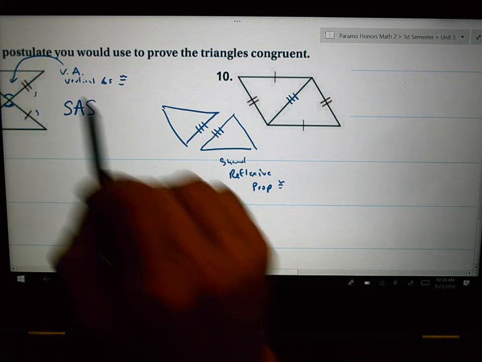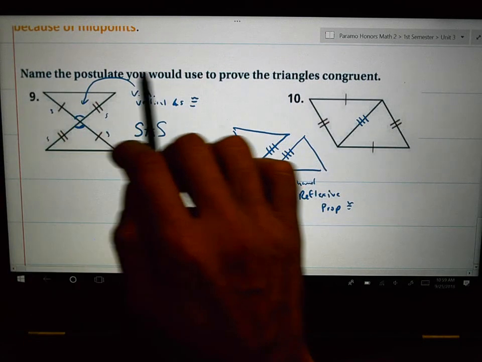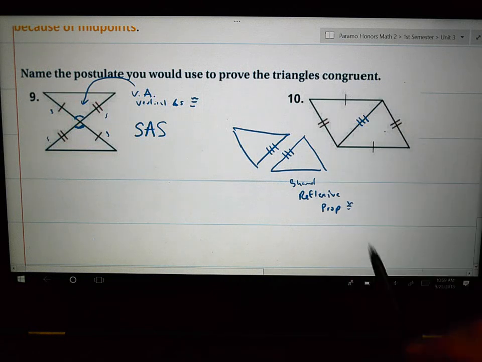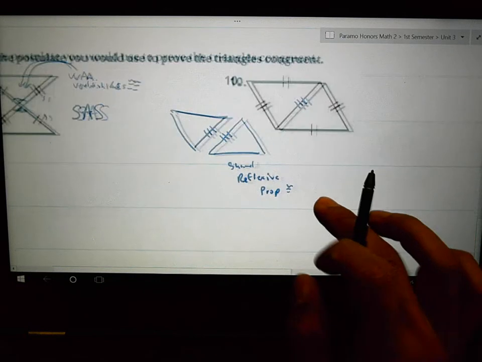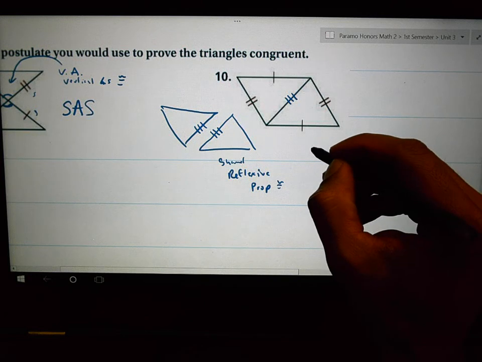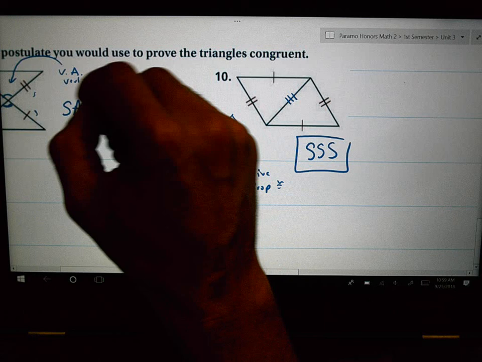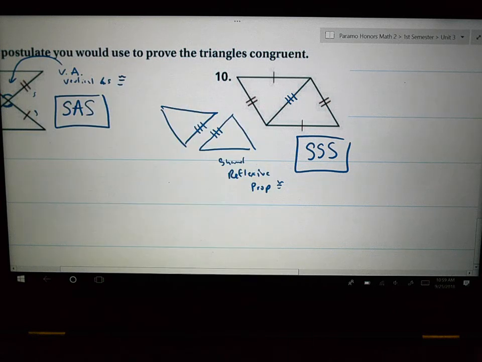But that's not the question. What's the postulate you would use to prove the triangles are congruent? Why is this triangle congruent to that triangle? Which of the two shortcuts are we going to use? And if you said SSS and you understand, please raise your hand so I can see how many got it. Woo, that's a lot of you. Well done. We're going to stop your notes right there.